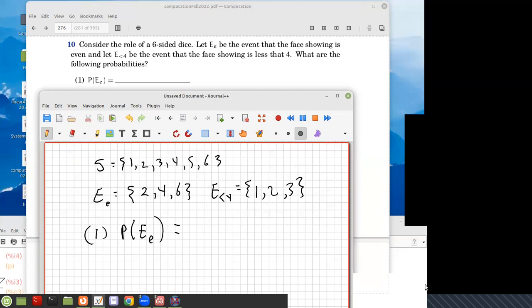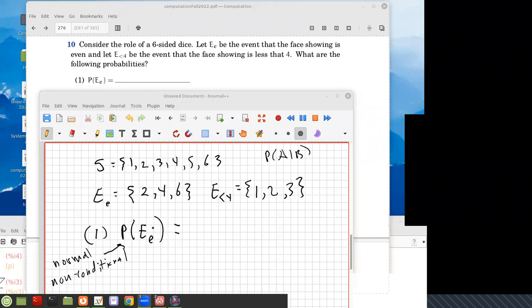I'm going to pause the recording to give you a chance. Okay, so this non-conditional probability is just the number of outcomes in E, which is 3, divided by the number of outcomes in the sample space, which is 6. So that's 1/2. That's what you expect: there are 3 even faces and 3 odd faces, so half the time it's going to be even, half the time it's going to be odd. So the probability is 1/2.